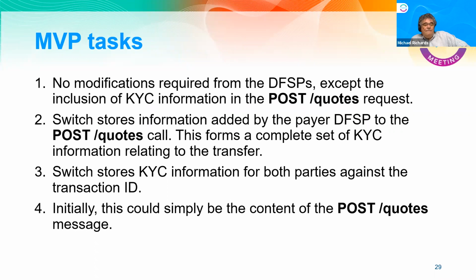So the tasks are, we don't want any modifications in the DFSPs, except including the KYC information in the post quotes request. We store the information relating to the post quotes call, but then we store the quote anyway, so that's not too much of a problem. We can store it against the transaction ID, but again, that's part of the post quotes thing. So initially, this could simply be the content of the post quotes message.